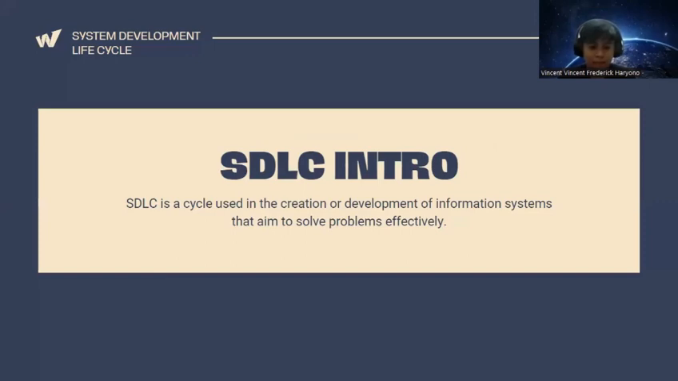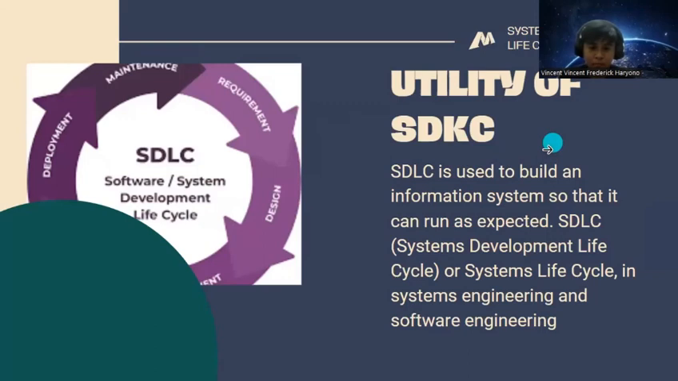SDLC intro. SDLC is a cycle used in the creation and development of information systems that aim to solve problems effectively. Utility of SDLC. SDLC is used to build an information system so that it can run as expected. SDLC, system development life cycle, or system life cycle in system engineering and software engineering.